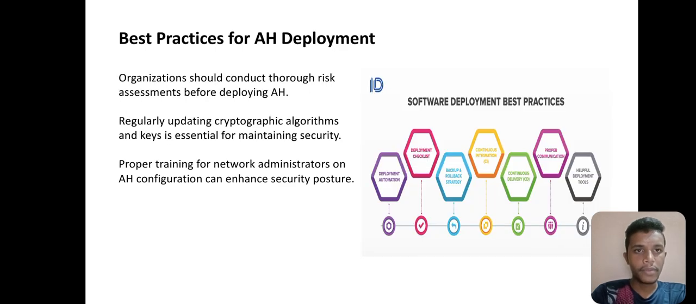And the best practices for deployment of authentication headers are: organizations should conduct thorough risk assessments before deploying, and regularly updating cryptographic algorithms and keys is essential for maintaining security. And proper training for network administrators on configuration can enhance security posture.